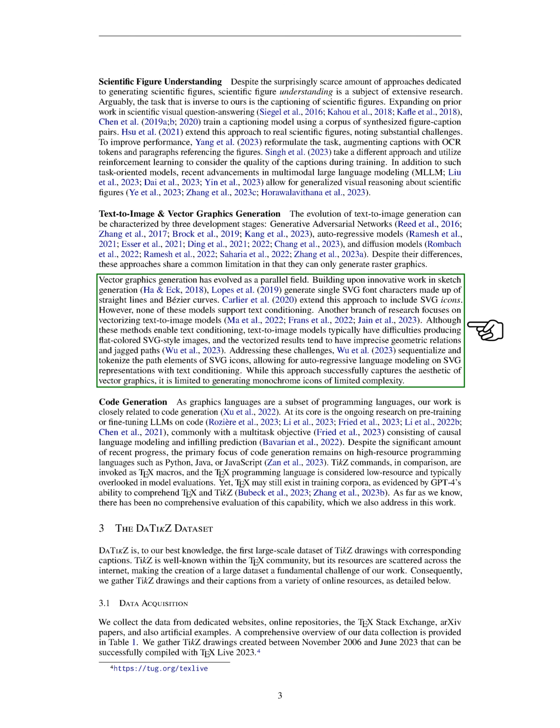Another line of research focuses on vectorizing text-to-image models. While these methods enable text conditioning, text-to-image models usually have trouble producing flat-colored SVG-style images. The vectorized results often have imprecise geometric relations and jagged paths. To address these challenges, some researchers have sequenced and tokenized the path elements of SVG icons. This allows for auto-regressive language modeling on SVG representations with text conditioning. However, this approach is limited to generating monochrome icons of limited complexity.